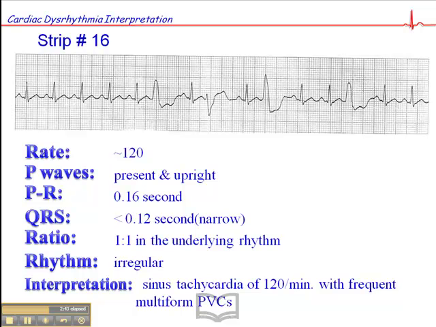So if you want to call it multifocal, knock yourself out. But multiform is a little more vague, a little less committal, and you're just describing the morphology. This one is a different shape from this one, and guaranteed this one is coming from a different focus from this one, because you notice the polarity of this one is opposite direction from this one. This is positive, this is negative. But this one and this one could actually be coming from the same focus, so we call them multiform. And again, this one, different focus. So that's the interpretation: sinus tachycardia, heart rate of 120 with frequent multiform PVCs.